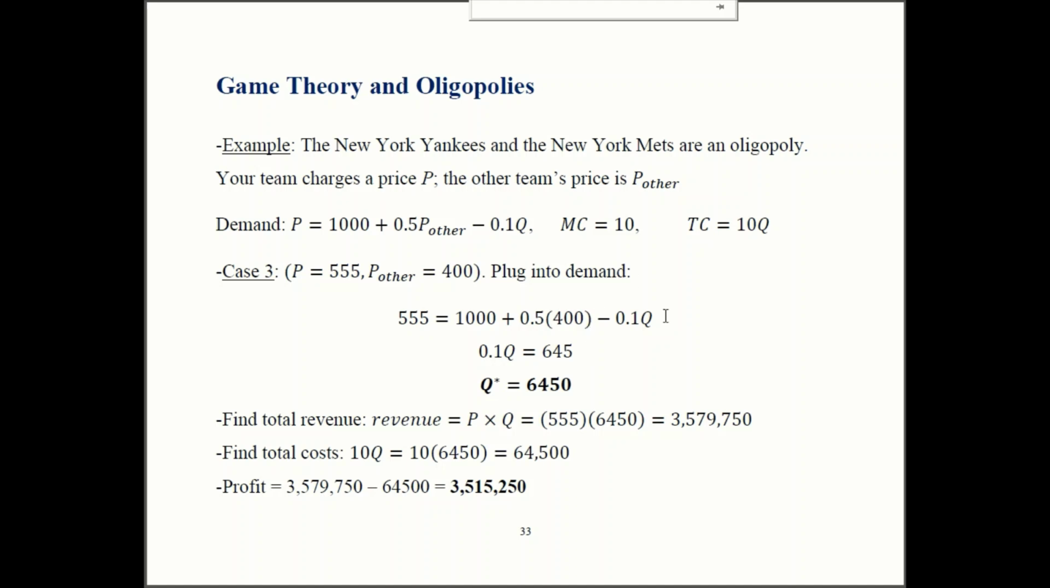We can move the 0.1Q to the other side, and we get this. Then we isolate our Q by dividing both sides by 0.1. That's equivalent to multiplying by 10, so now Q star is going to be 6450. Again, this does match our intuition.